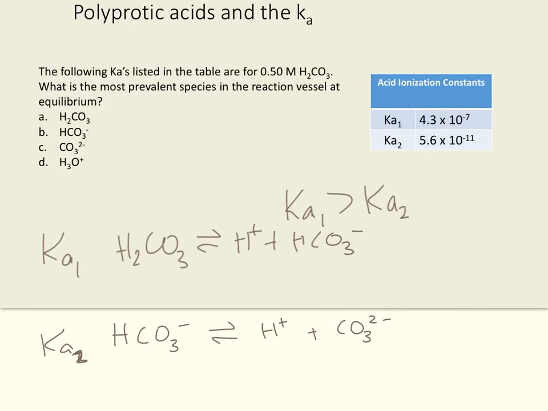So it's definitely probably not going to be this. It's most likely going to be this, because our K is so small that that means we're going to have more reactant than anything else in the solution. And since this K is bigger than this, that means that this acid is stronger, and so there's going to be more dissociation of even that acid than the second one. So if we get very little of this, then it's going to produce even less of this. So the most prevalent species is going to be the initial acid.